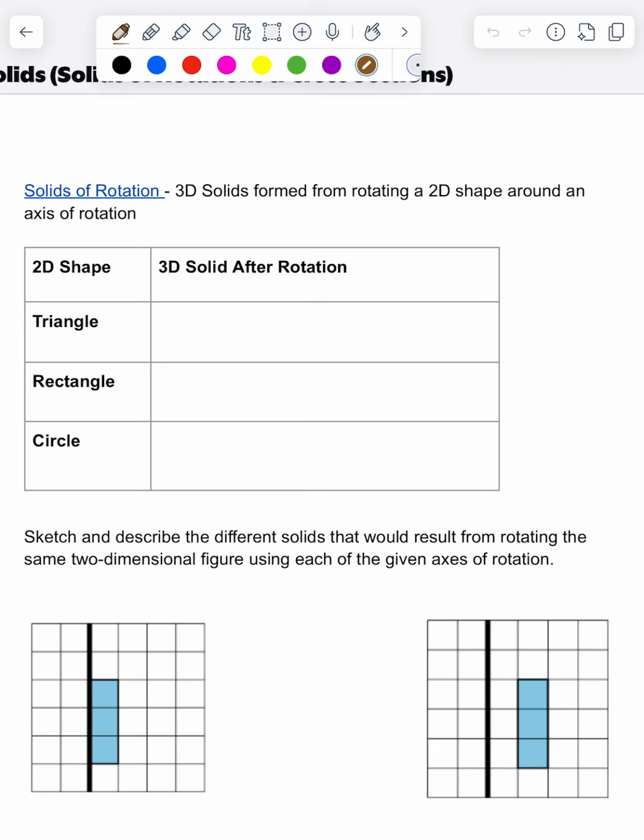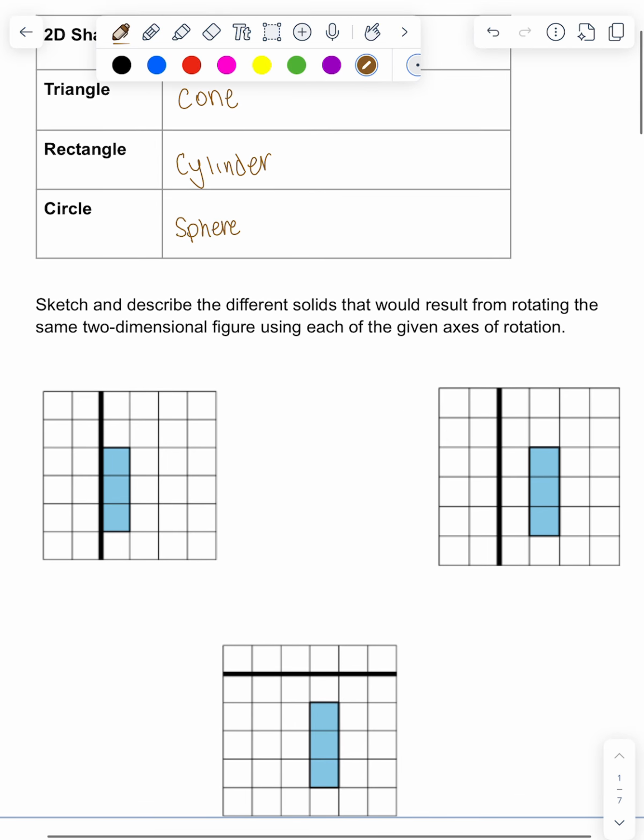So anytime you have a triangle and it's rotated around an axis of rotation, it is going to become a cone. Anytime you have a rectangle and you rotate it around an axis of rotation, it is going to become a cylinder. And anytime you have a circle and you rotate it around an axis of rotation, it is going to become a sphere. Moving on to the next part.